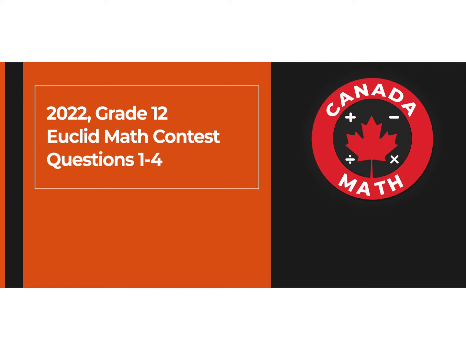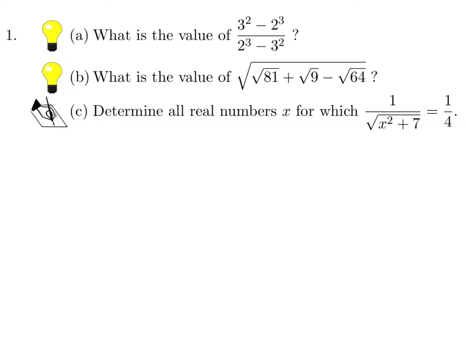2022 Grade 12 Euclid Math Contest, questions 1 through 4. What is the value of this expression? So we've got 3 squared minus 2 to the power of 3 over 2 to the power of 3 minus 3 squared. So that's 9 minus 8, and on the bottom, we have 8 minus 9. That's 1 over negative 1, which is negative 1.